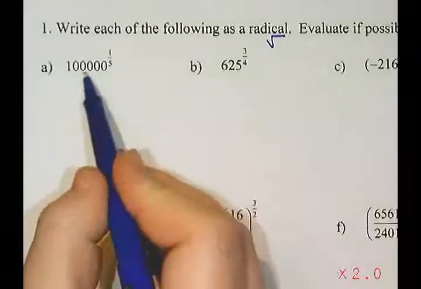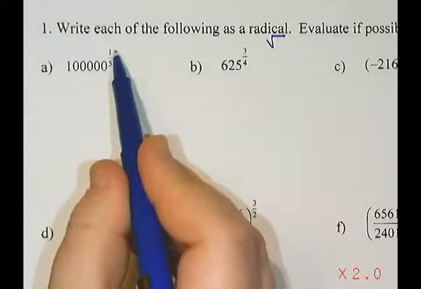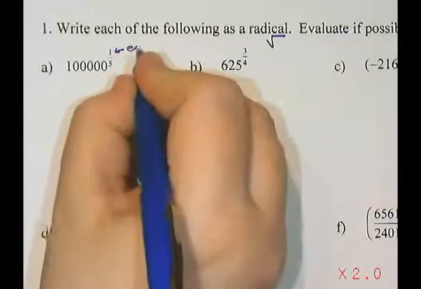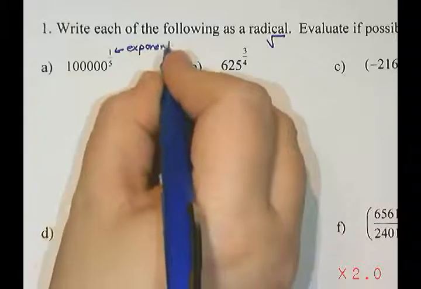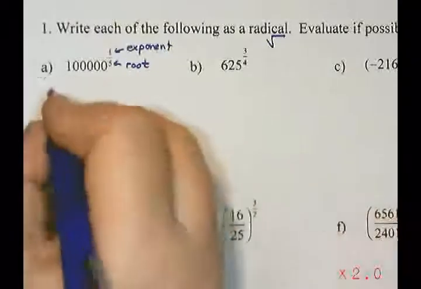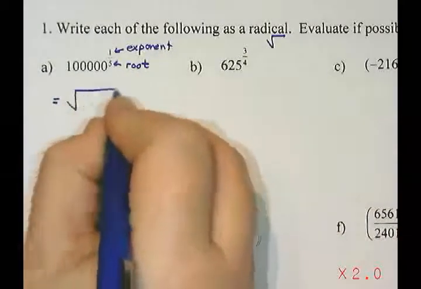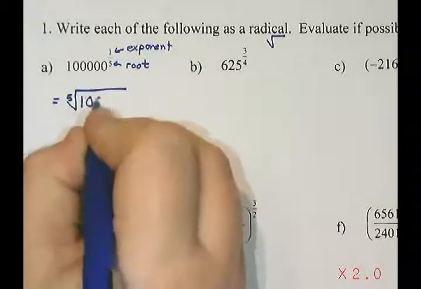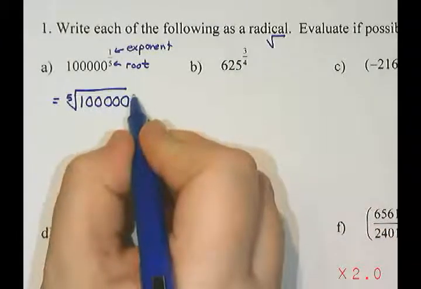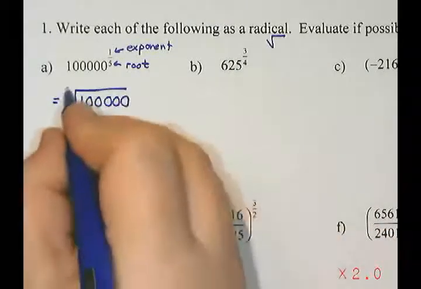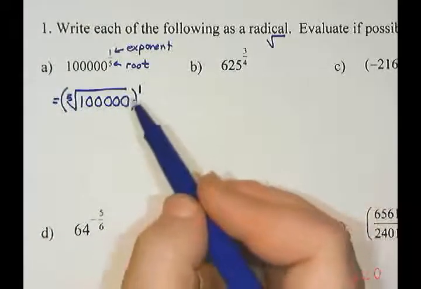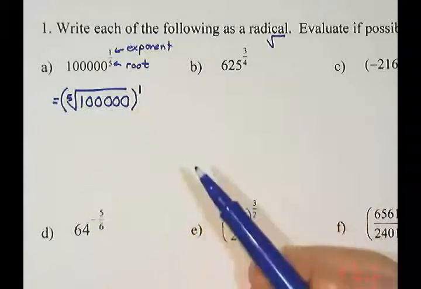First things first, we've got 100,000 to the power of 1/5. The 1 on the top is my regular exponent, and the 5 on the bottom is going to be a root. So this works out to be the 5th root of 100,000. Then we have a choice. We could put the power of 1 inside with the 100,000, or we could put this in brackets and put the 1 on the outside. This is how I prefer to write it, but it is correct either way.